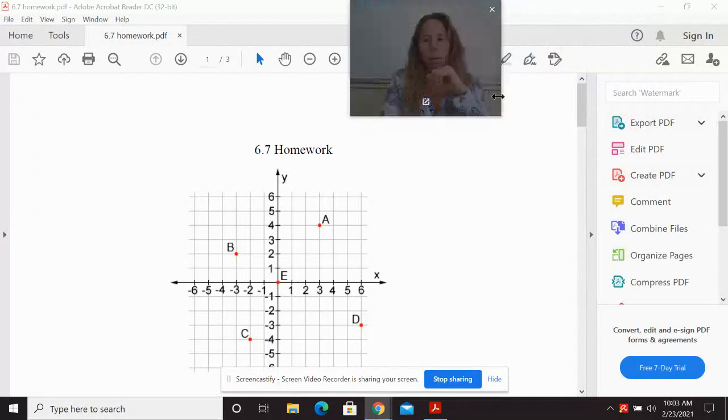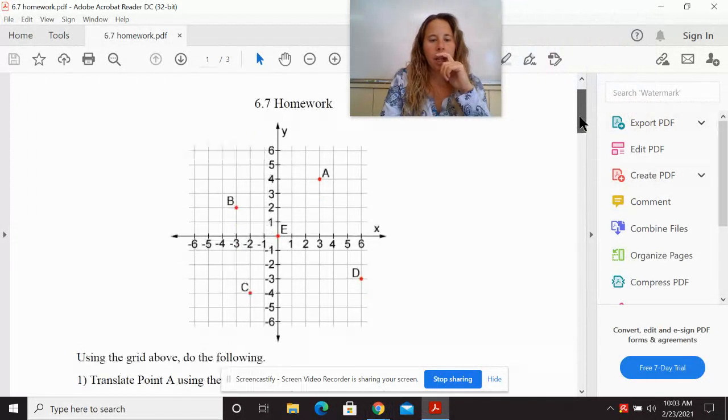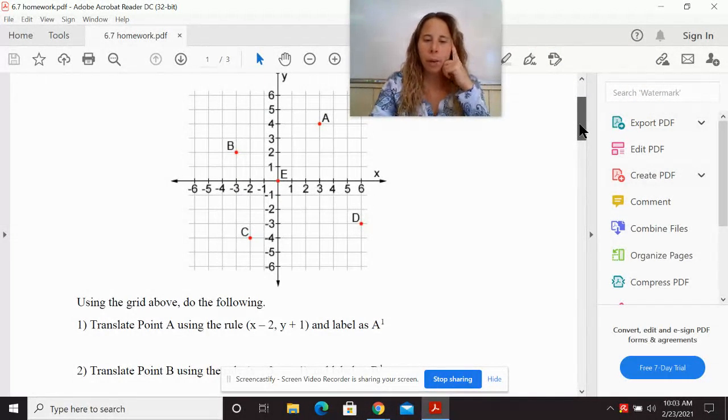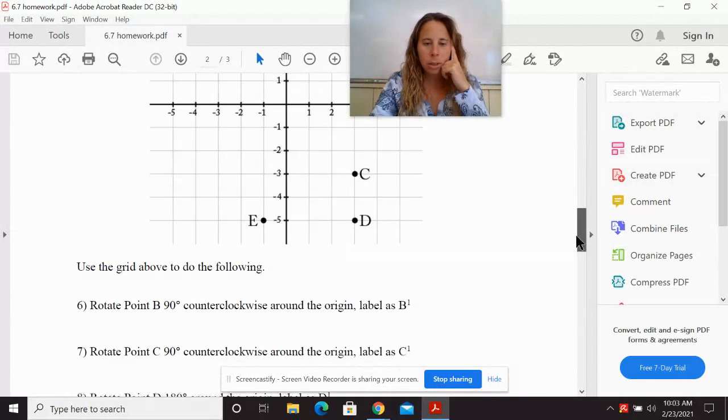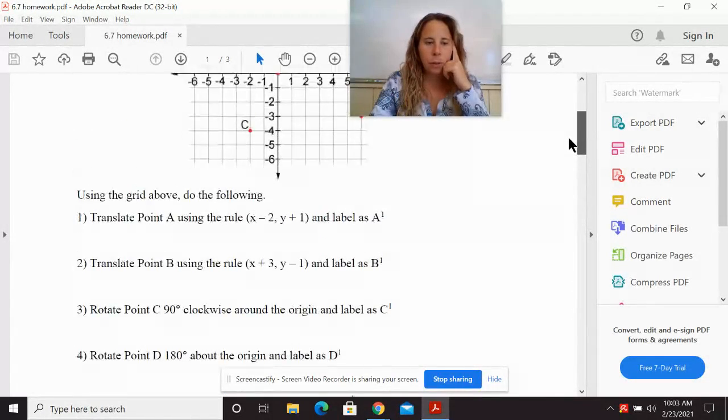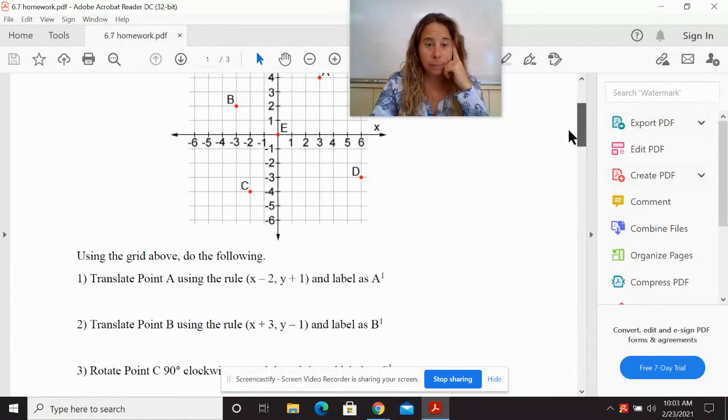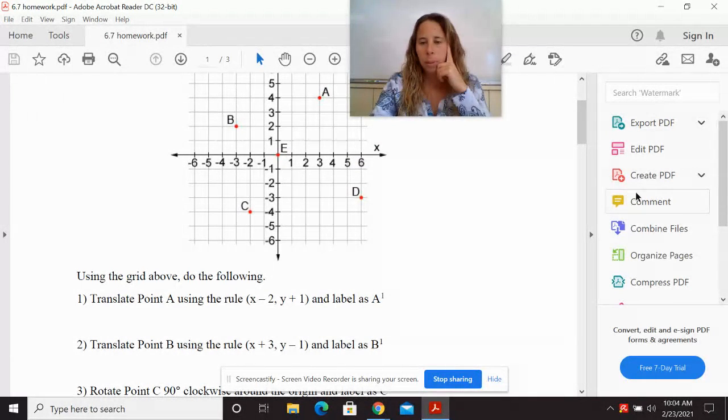So the first part of your homework tonight, I give you 2 different coordinate grids with points, 1, 2. And you have to do various things. So let's just start with number 1.